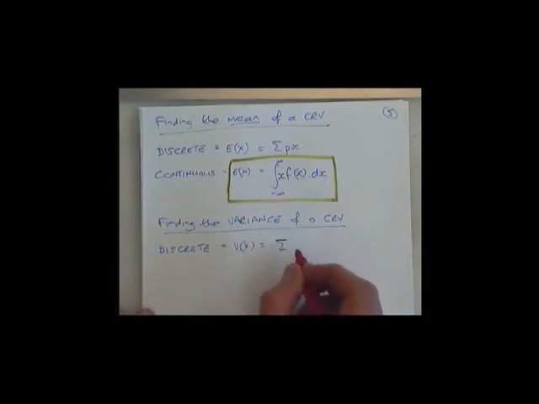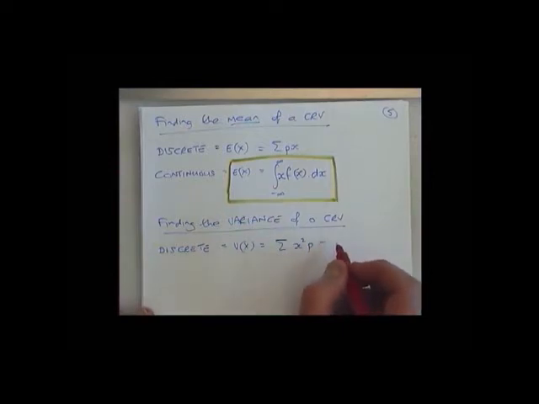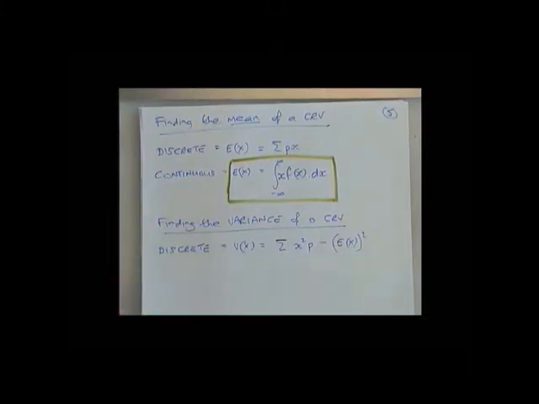Sigma x squared p i, minus mu squared, where mu is the expectation of x. Okay, so is that what you're saying? Because that's correct. Yeah, okay, that's correct.